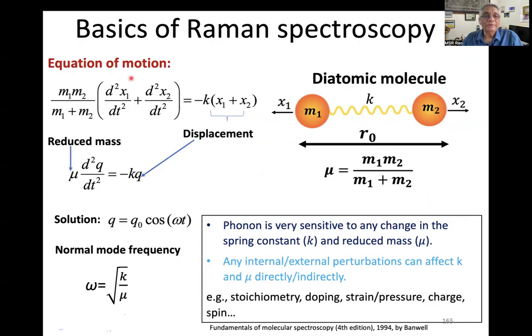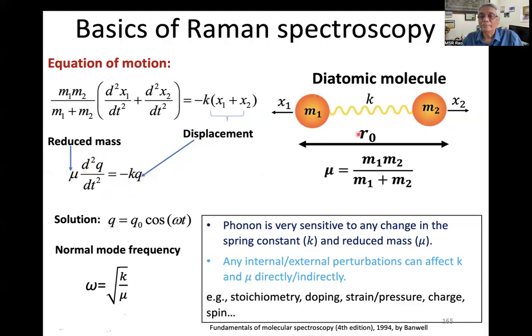Starting with the equation of motion, you have this equation of motion: m1 m2 by m1 plus m2 times d square x1 by dt square plus d square x2 by dt square is equal to minus k times x1 plus x2. That is, mu times d square q by dt square is equal to minus kq. That's the displacement, and this is the reduced mass.